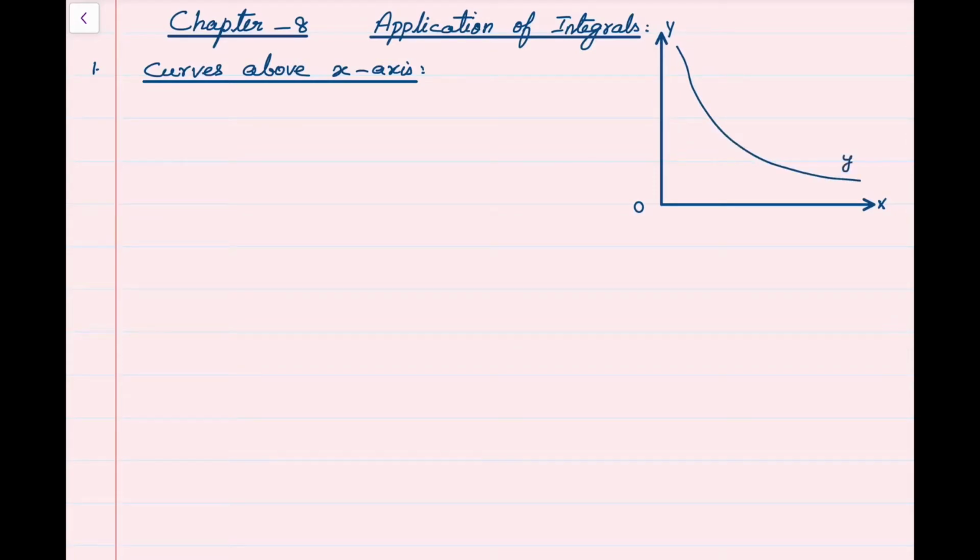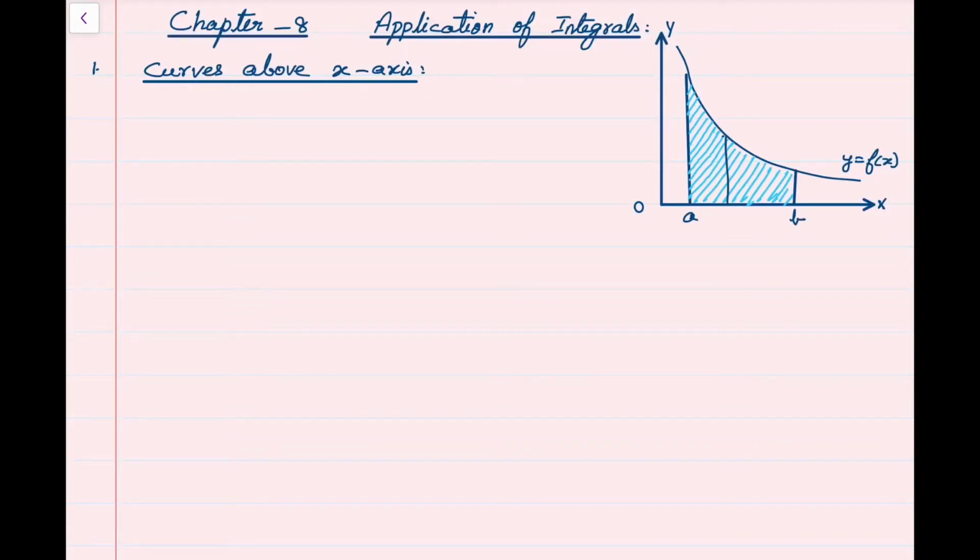Let y equal f of x be the curve. Let us take the limit lines x equal to a and x equal to b. Now the area bounded by x equal to a, x equal to b, the curve y equal to f of x, and the x-axis is the shaded region.